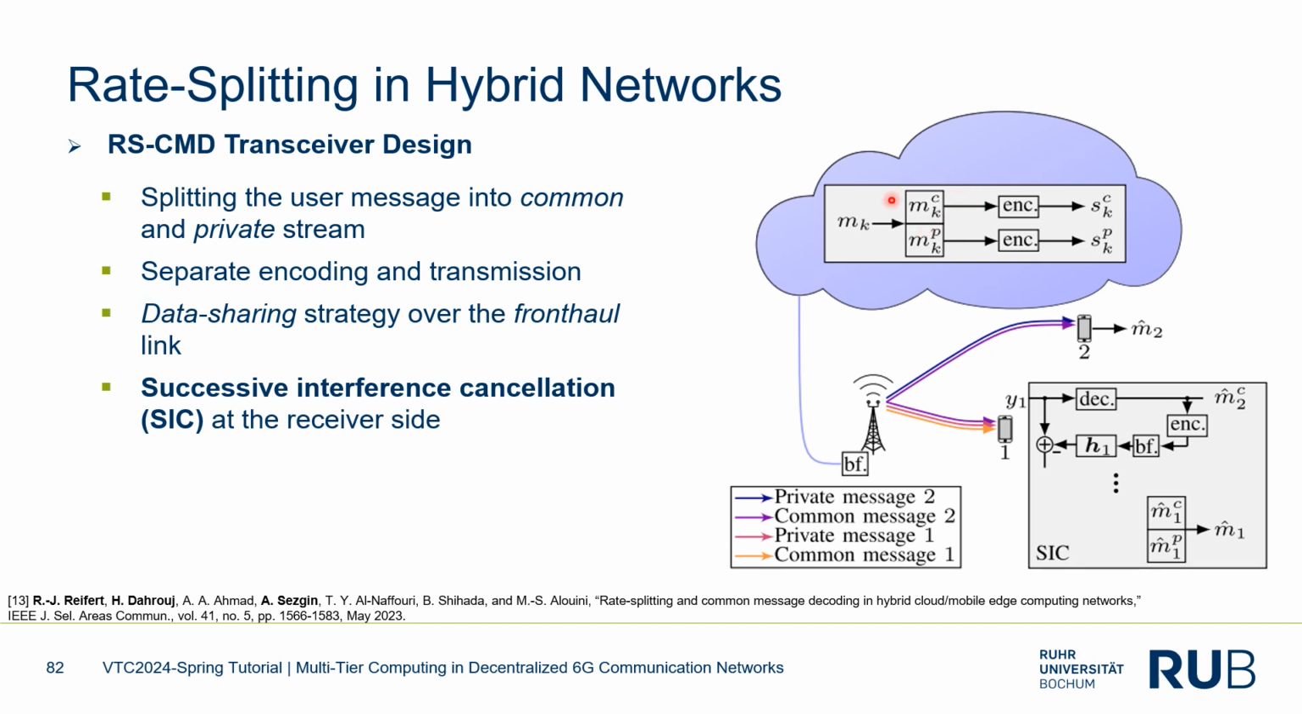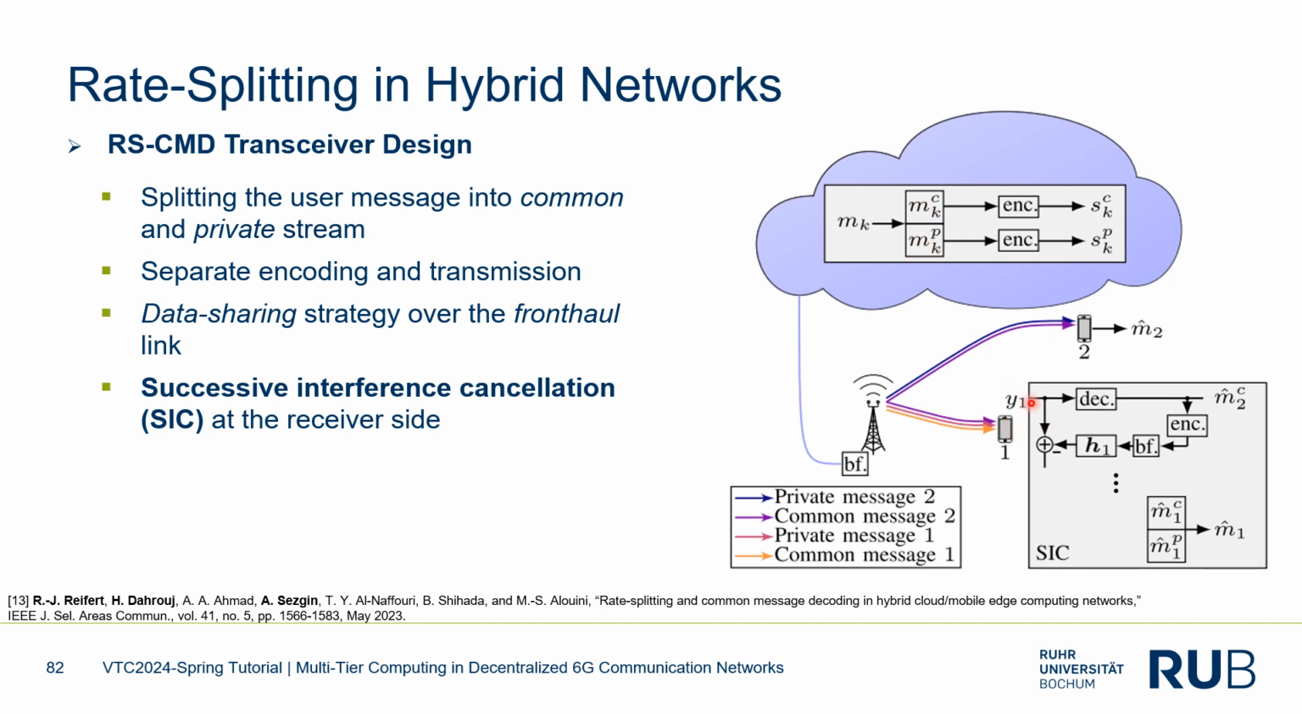Afterwards, these signals are first encoded into the signals SKC and SKP, and these signals then are forwarded to the base station, which then performs the beamforming and the radio task. And for example, at the receiver 1, we receive a mixture of signals. We receive, in this case, both private and both common messages of both users.